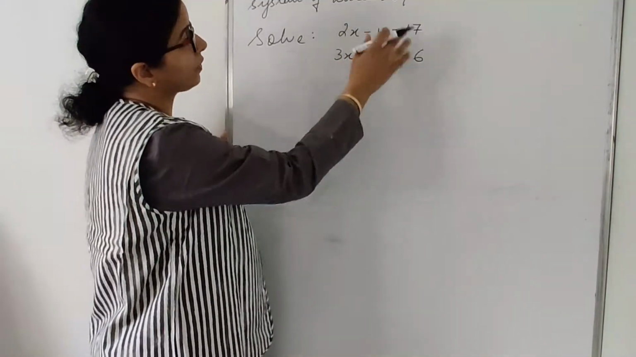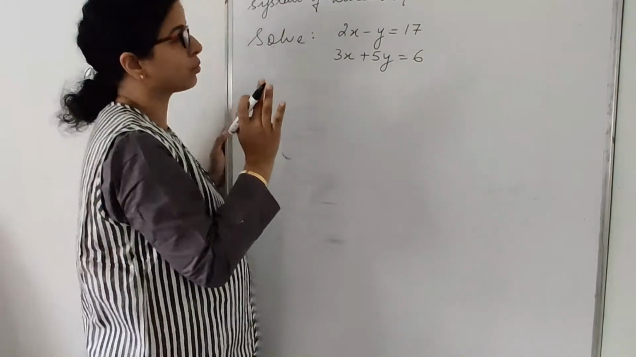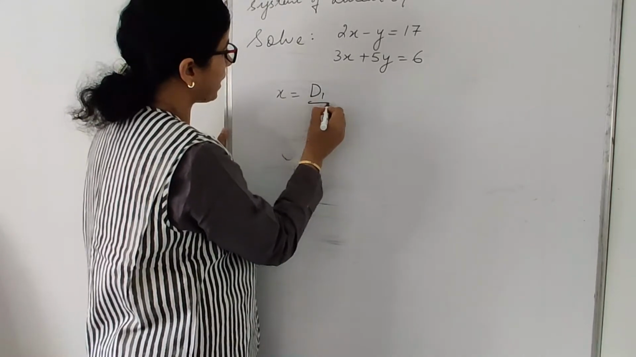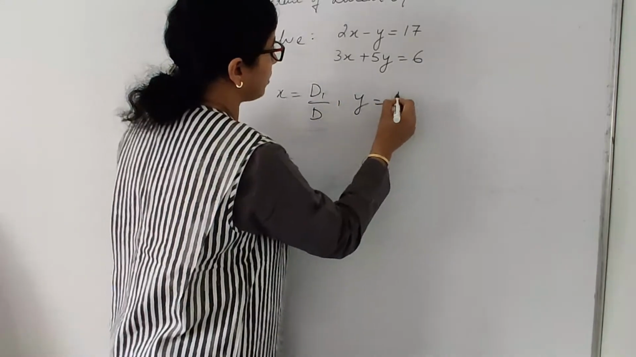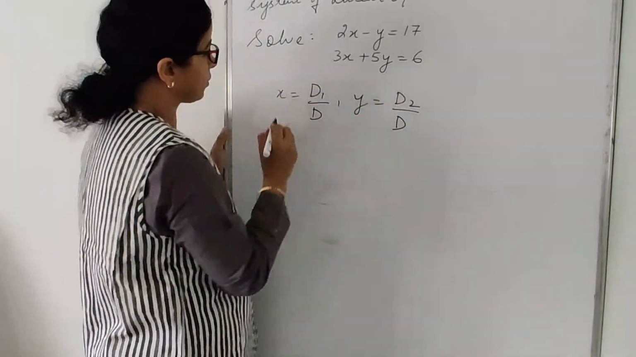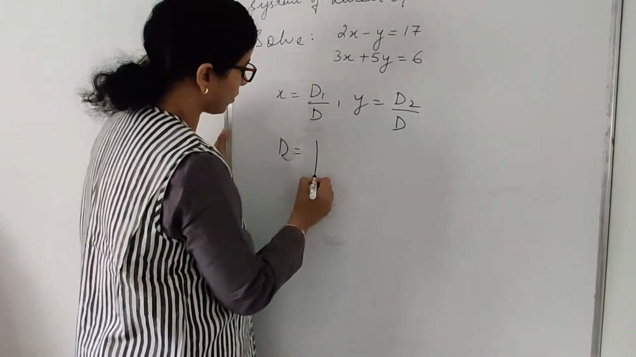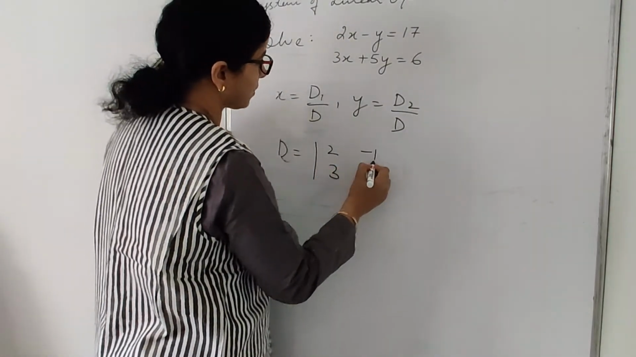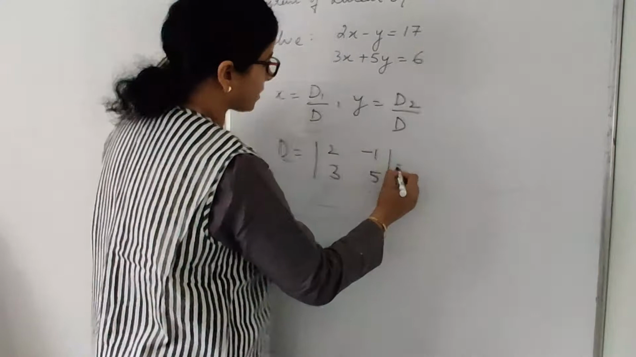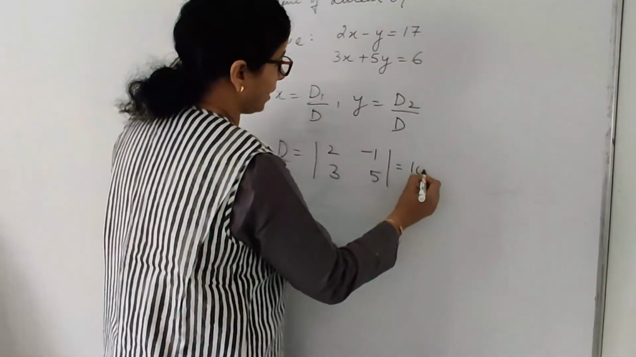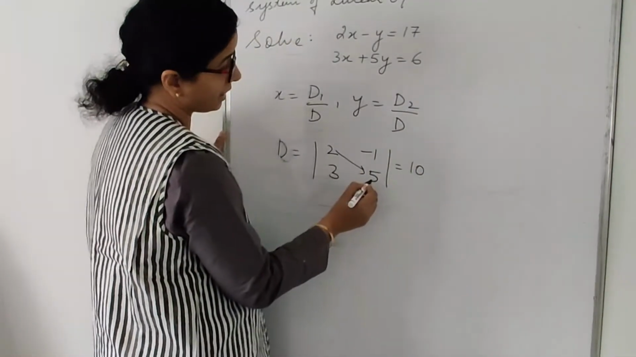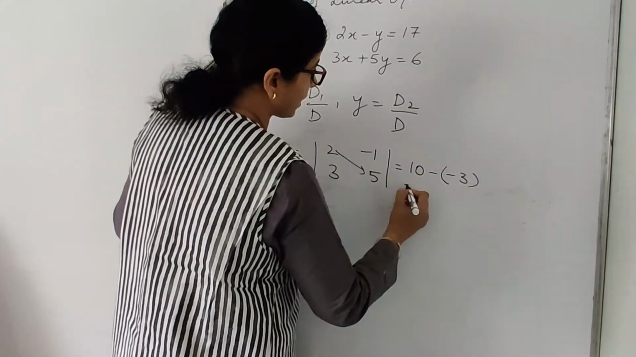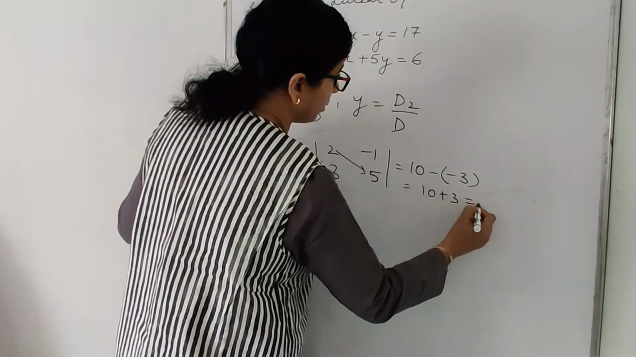Now we will solve this equation by Cramer's rule. First of all, we know x is equal to d1 by D and y is equal to d2 by D. So first of all, we will find the value of D. What is D? We will take the coefficients of x and y: 2, 3, minus 1, 5. Solve this determinant. What are you getting? Multiplication of the diagonal elements minus multiplication of the off diagonal elements. So 10 plus 3 is equal to 13.